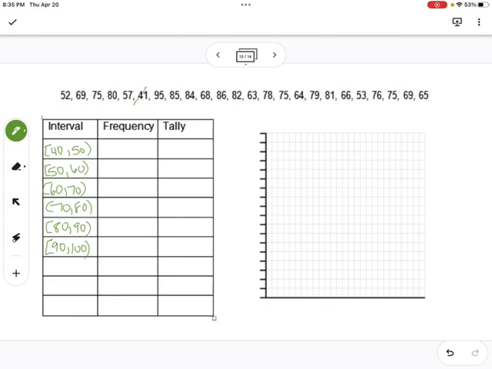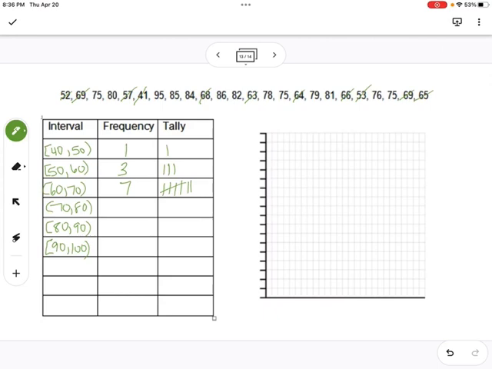Okay, so 41 goes in that first one. There are no other ones under 50. Moving on to the next one, we have 52, 57, 53. So there's 3 there. First one has 1, second one has 3. Third one, between 60 and 70: there's 69, 68, 63, 64, 66, 69, and 65. There's a total of 7.